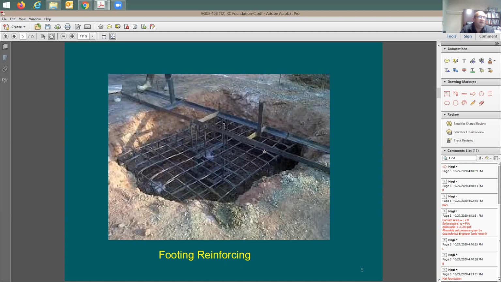And here's a pad. It has bottom reinforcing and top reinforcing. It also has some column dowels. So these rebars, this is what we call column dowels. They provide continuity between the footing and the column.